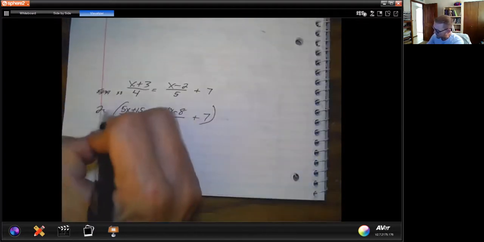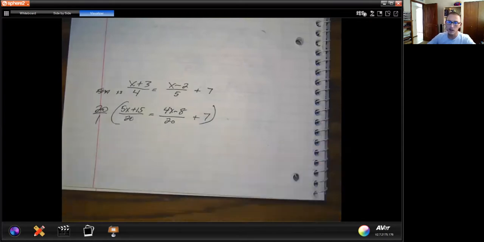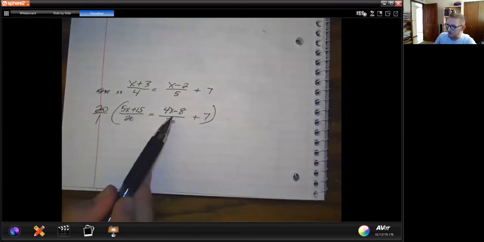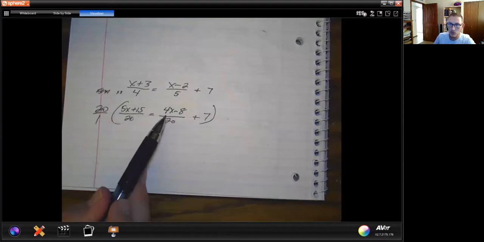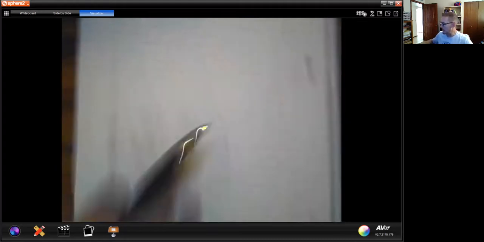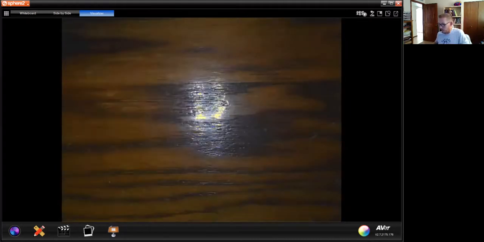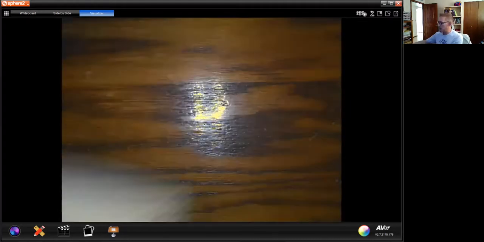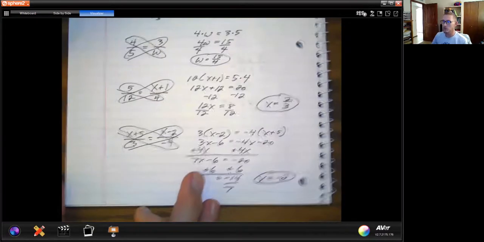And then I'll times everything by 20 over 1. And I don't need to finish that at this point because you've seen examples of that. But I wanted to show you what happens when we're thinking about using cross products and it does not work. Okay, so a quick little review there of getting rid of fractions. And then obviously we've got our problems for cross products and solving proportions.